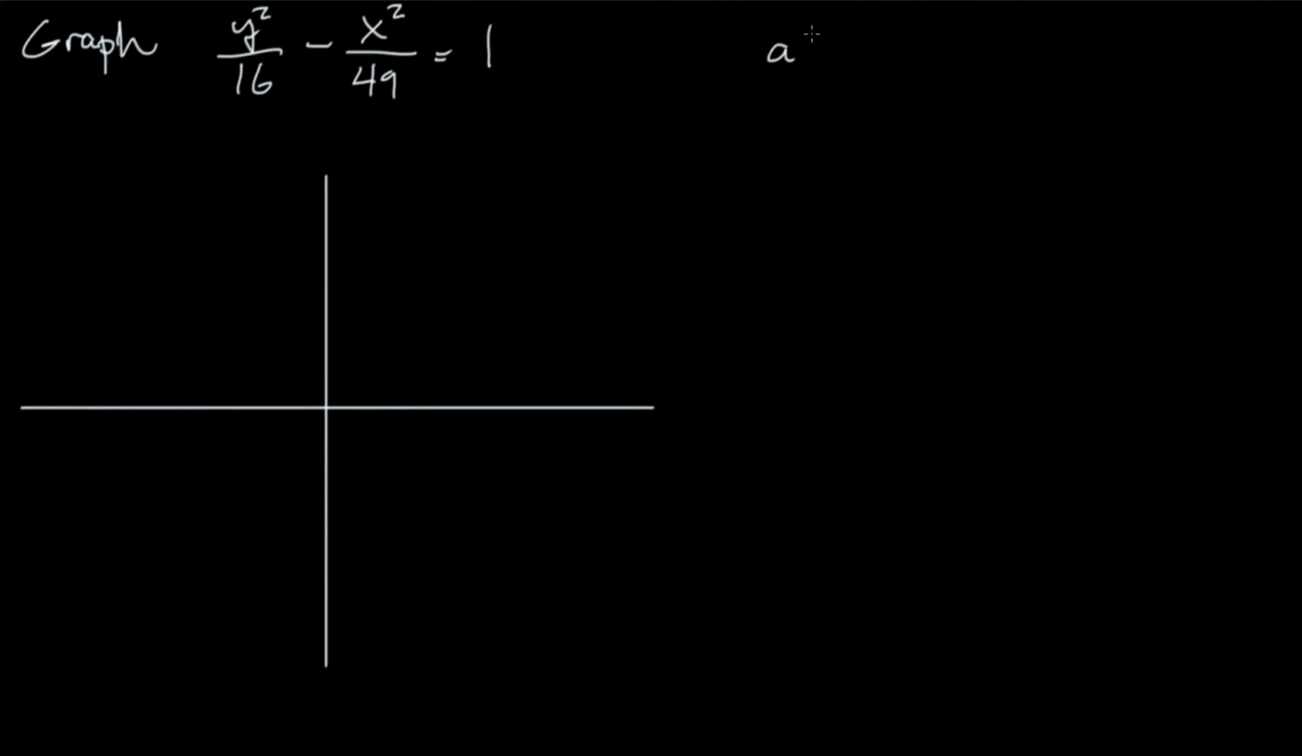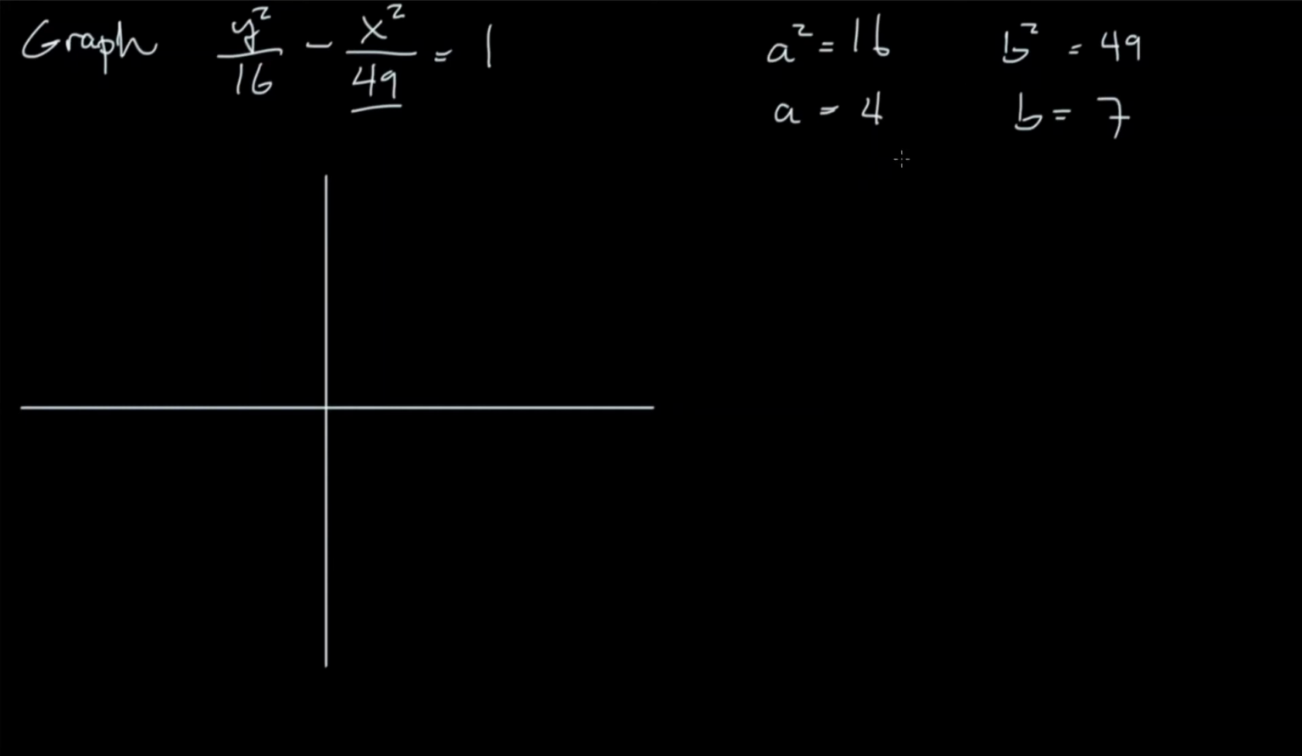So we have a squared. A squared is equal to 16, so a is going to be equal to 4, and b squared over here is equal to 49. So b is equal to 7. Those lengths are relevant. And we want to get the foci length as well.